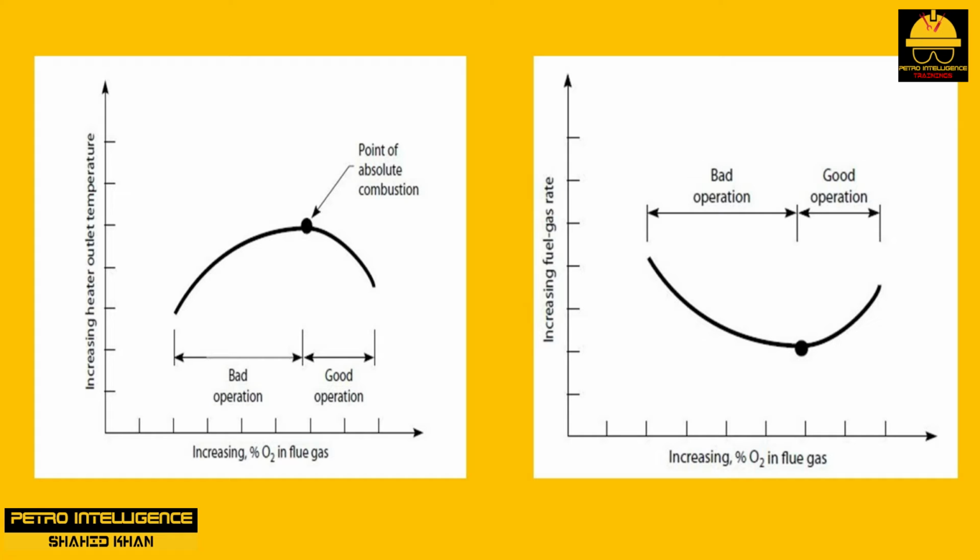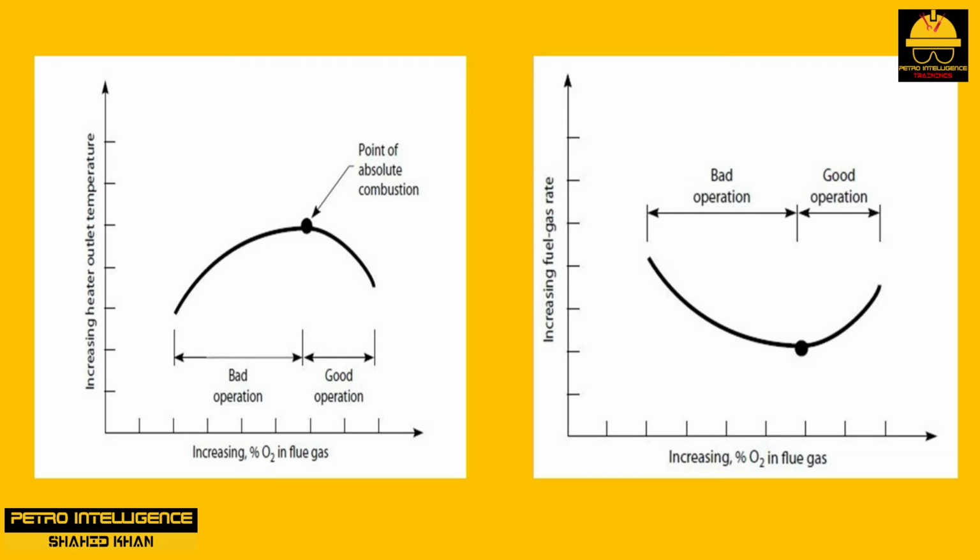Automatic operation linked to process outlet temperature while on the bad side of absolute combustion is potentially hazardous, because the heater outlet temperature will drop as a result of the reduced heating efficiency of the fuel. The automatic control will then call for more fuel, which, in turn, produces more oxygen starvation. The only way out of this situation is to put the furnace back to manual operation and manually reduce the fuel to get back to the good side of the point of absolute combustion.